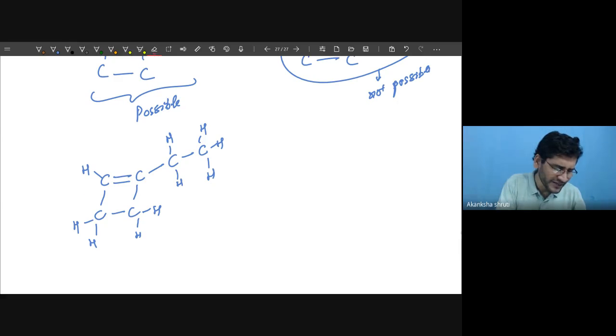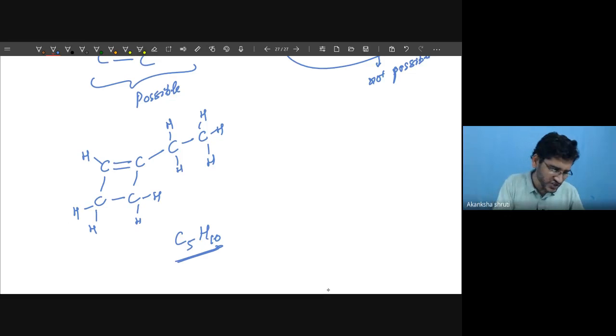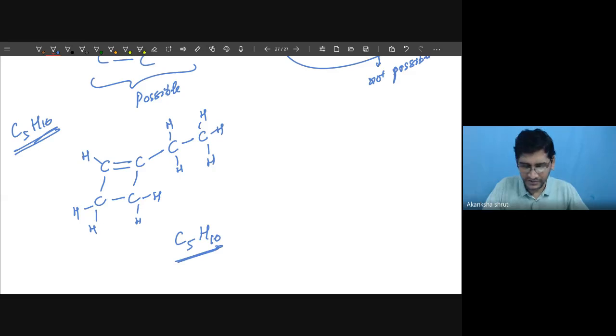So what is the formula for this? It is 1, 2, 3, 4, 5, C5. How much H is there? 2 to the 4, 1, 5, 2, 7, 3, 10. It is C5H10. What could be the other structure of C5H10? Students, other structures are called structural isomers, those things we will learn later.